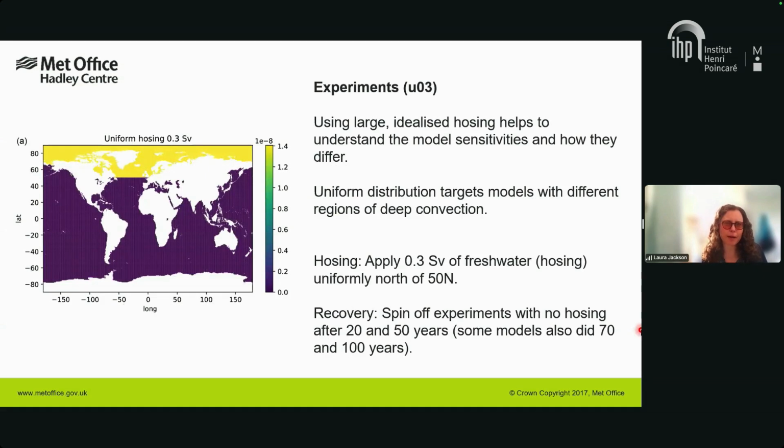So the main experiments I'm going to talk about are these experiments we called U03. We wanted to use large idealized hosing to help understand model sensitivities and how they differ. And we wanted to use uniform distribution to target models with different regions of deep convection. So we applied hosing over this yellow region. In the hosing experiments, we're applying 0.3 sverdrups of fresh water. And then we have those recovery experiments where we stop the hosing, and we spin off experiments with no hosing after 20 years and 50 years, and then also 70 or 100 years.